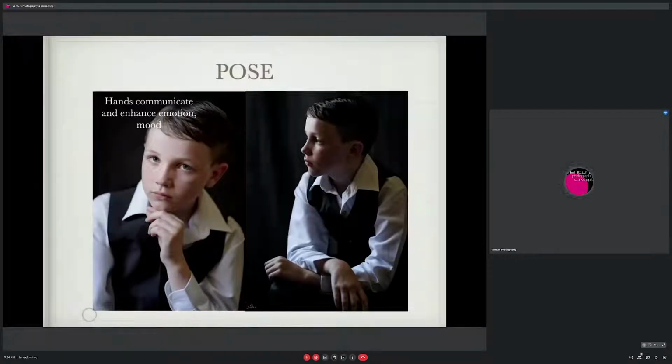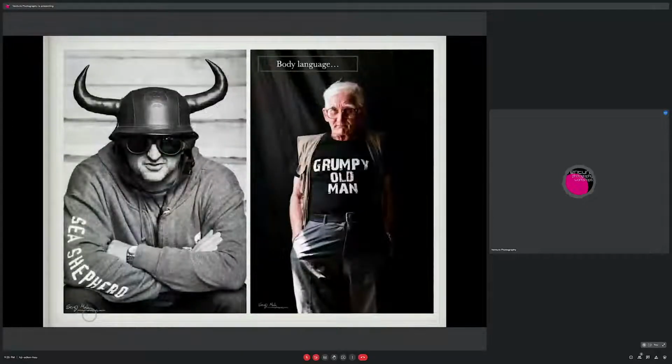With hands, I think that people do remarkable things with their hands, and you can include them in the way in which you pose subjects in your portraits, because the hands can communicate emotion, they can enhance emotion, they can create a particular mood, they can suggest things like I'm being very thoughtful, or I'm being very pensive, like the picture on the left and the picture on the right-hand side. Here are more uses of hands there as well.